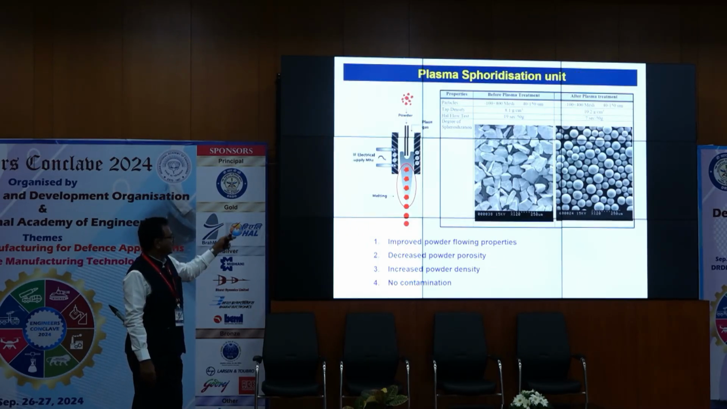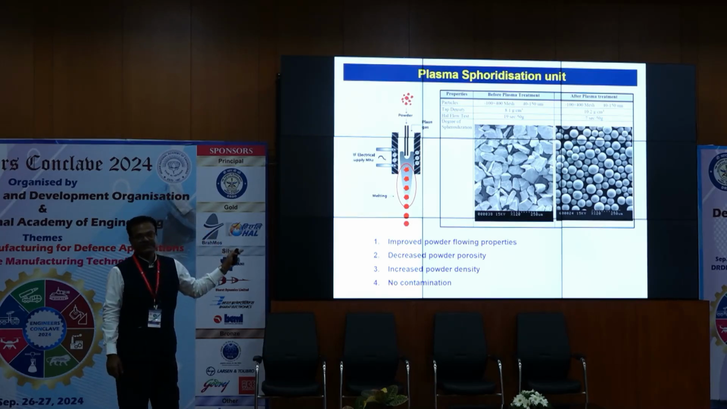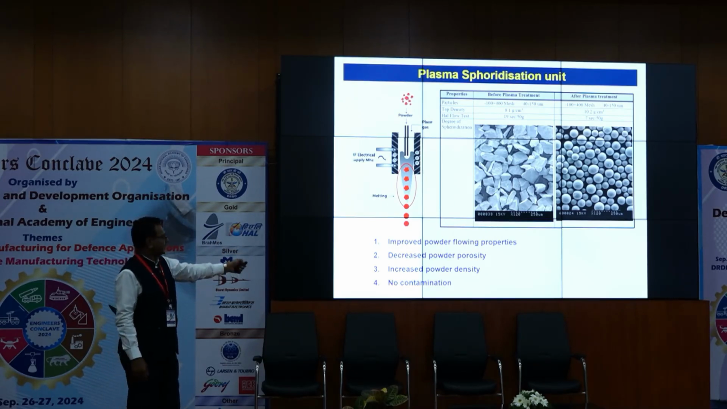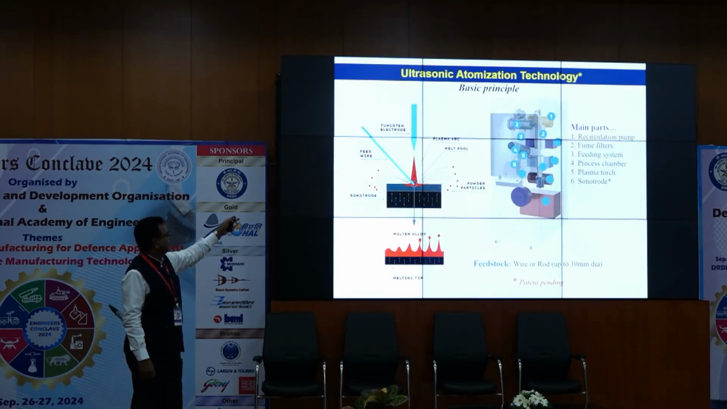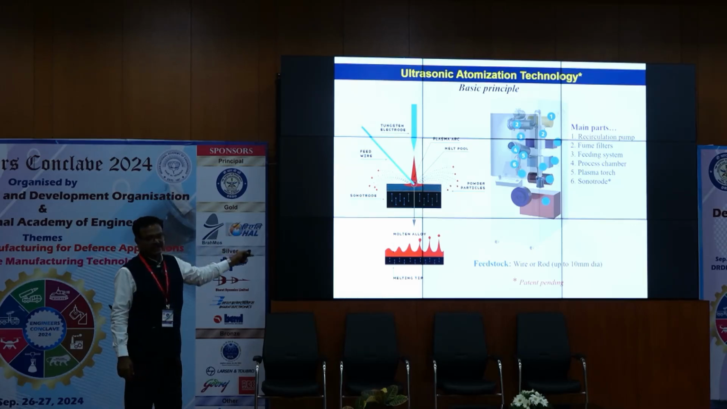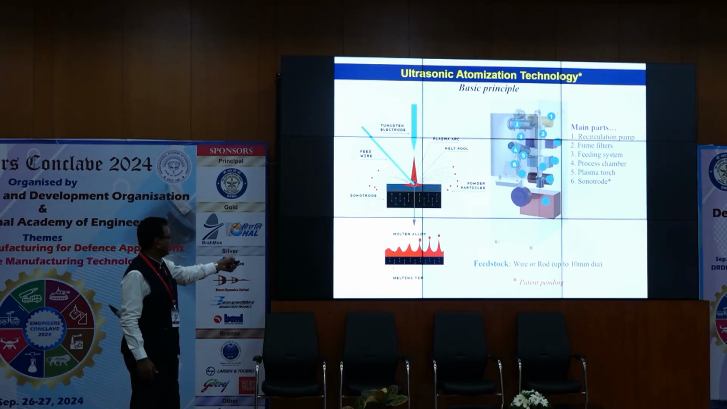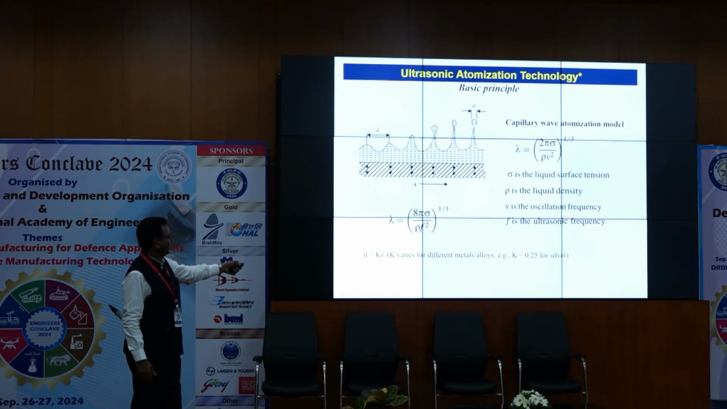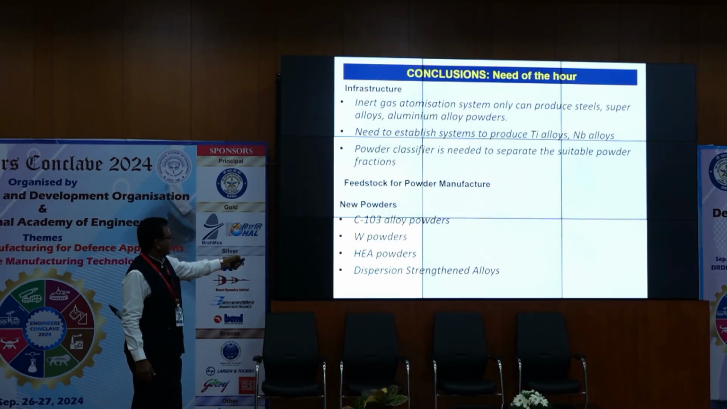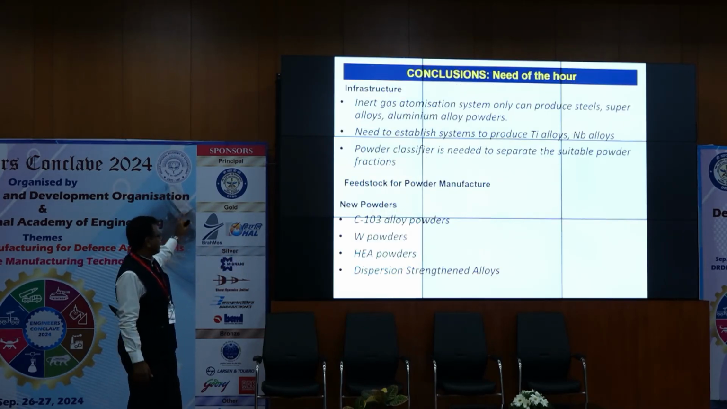Then, of course, the new techniques: what I told you is inert gas atomization, but there is a new technique which is also coming up, plasma spheroidization, at DMR I think. Then the other one is ultrasonic atomization technology. Unlike gas atomization, the molten metal is put on a very high frequency plate and it vibrates, and then you always get very fine powders of uniform size. And this is another thing. So these are all the things.